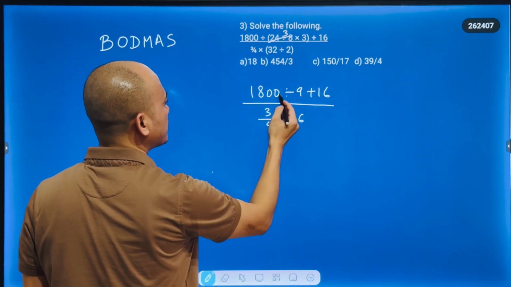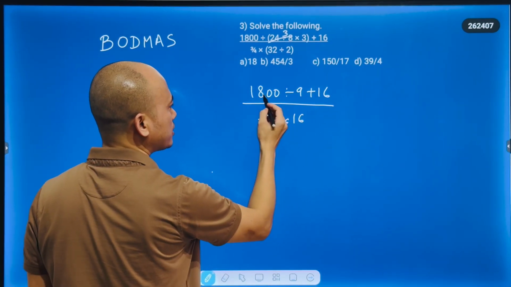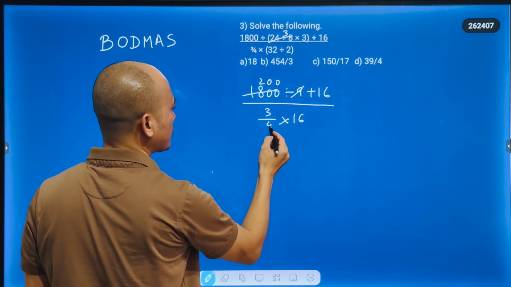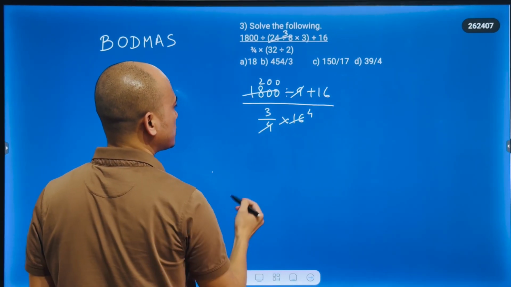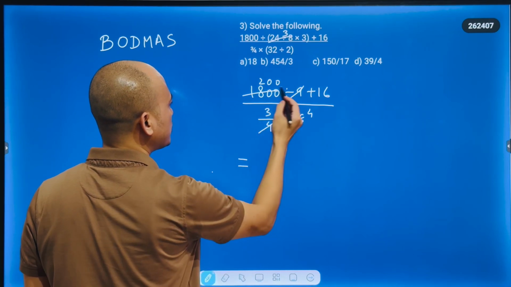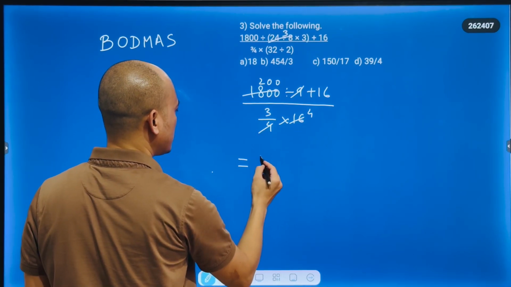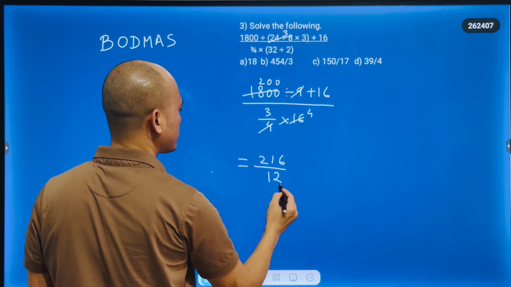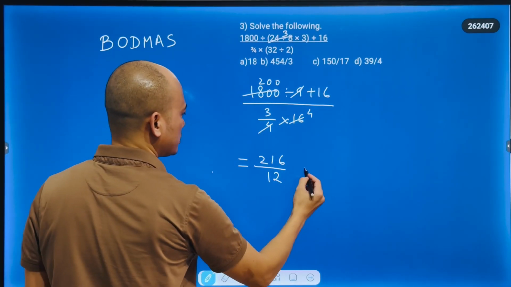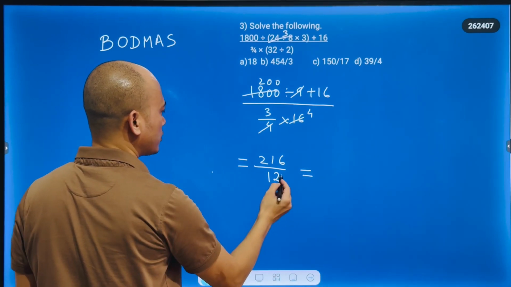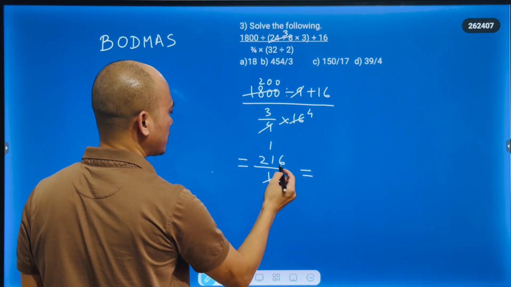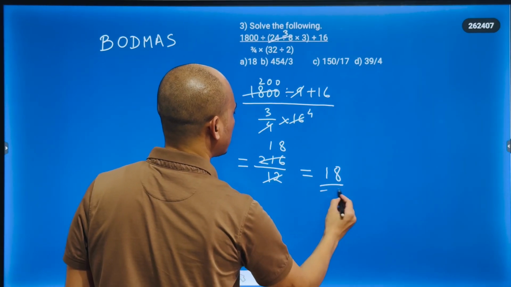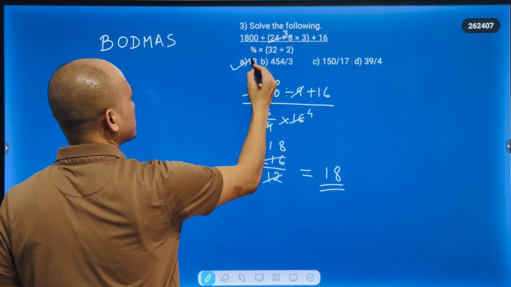So 1800 by 9, we have to do the division first. 1800 by 9 is how much? 9 2s are 18, so this is 200, and 4 4s are 16. So the numerator is 200 plus 16, this is 216, then 3 into 4 is 12. So when we cancel, 12 1s are 12, so remainder 96, 12 8s are 96. So 18 is the answer in this question, option A.